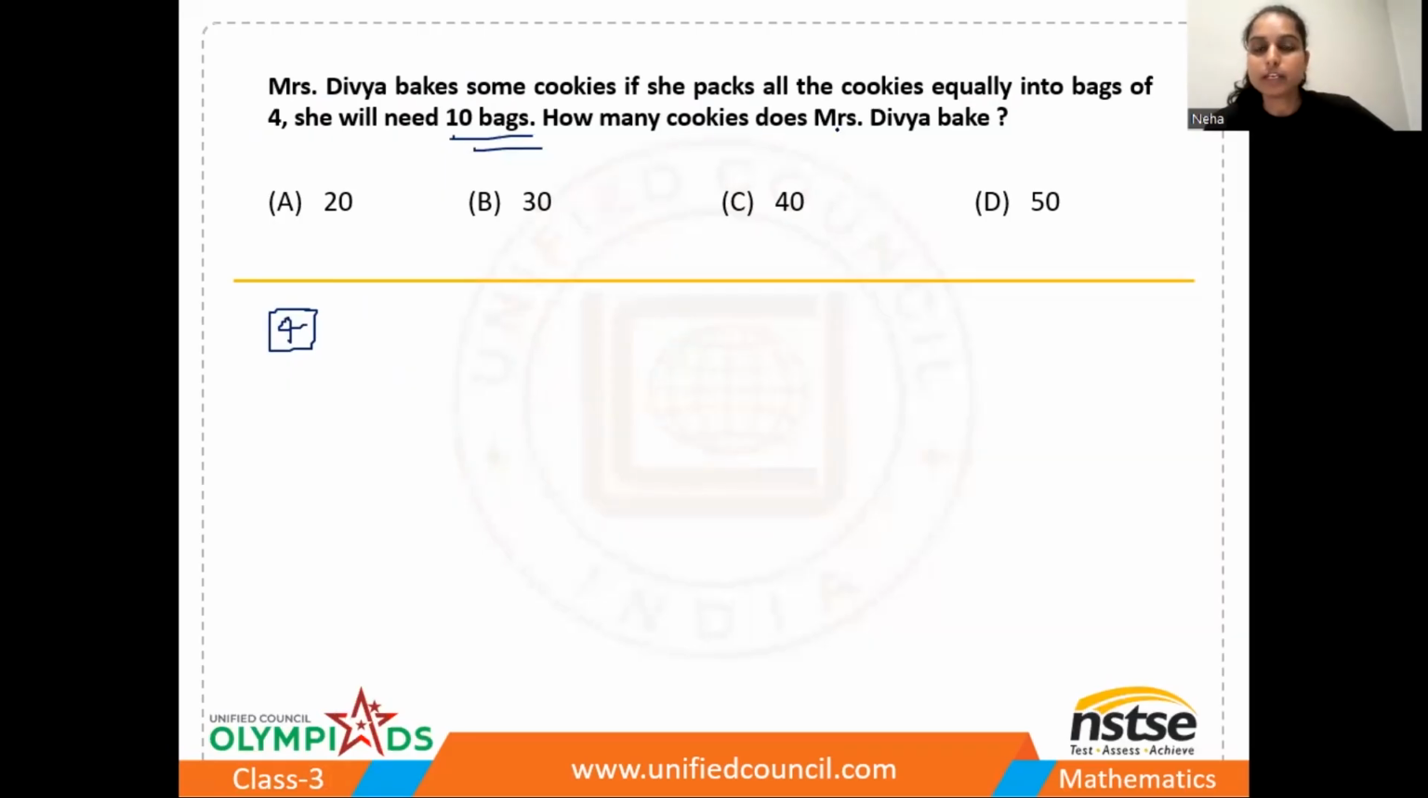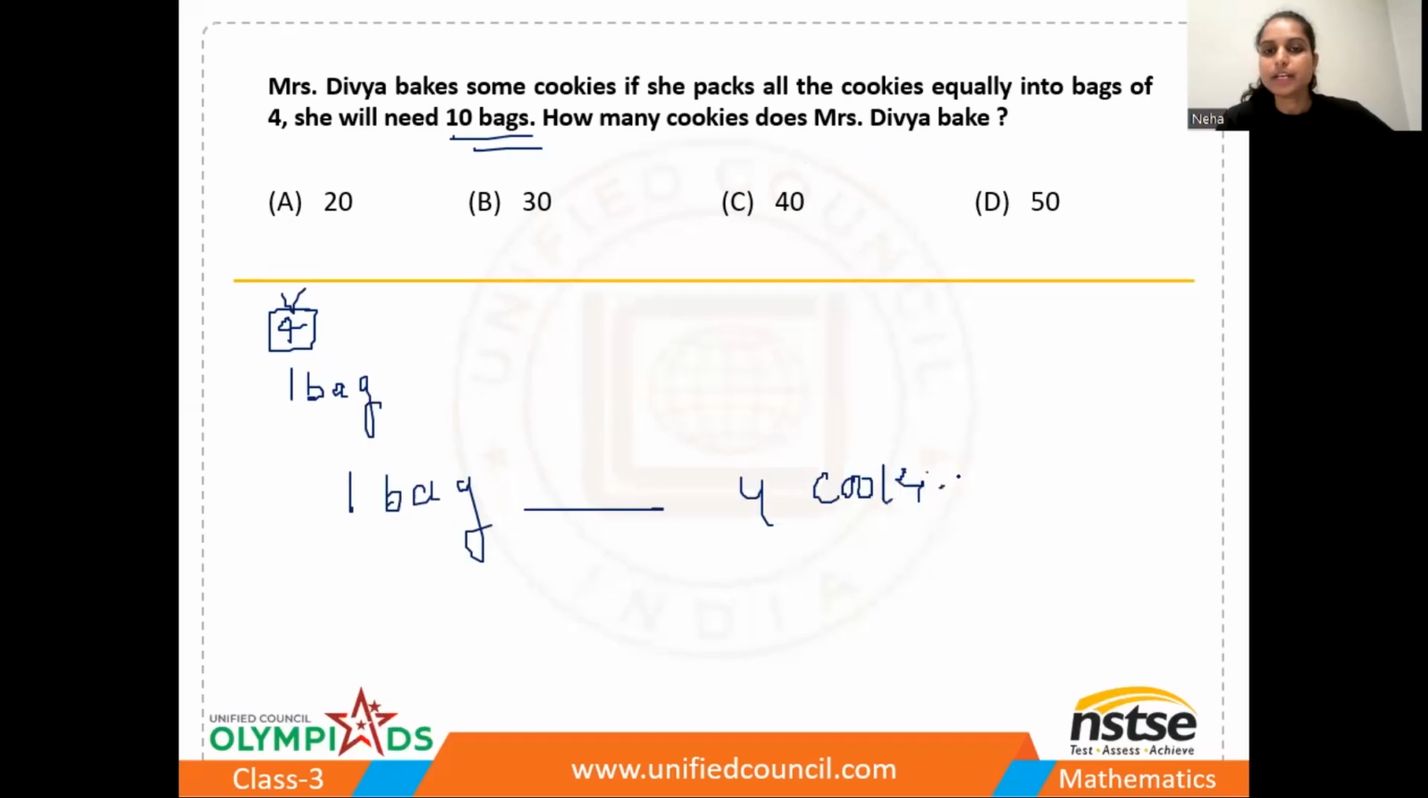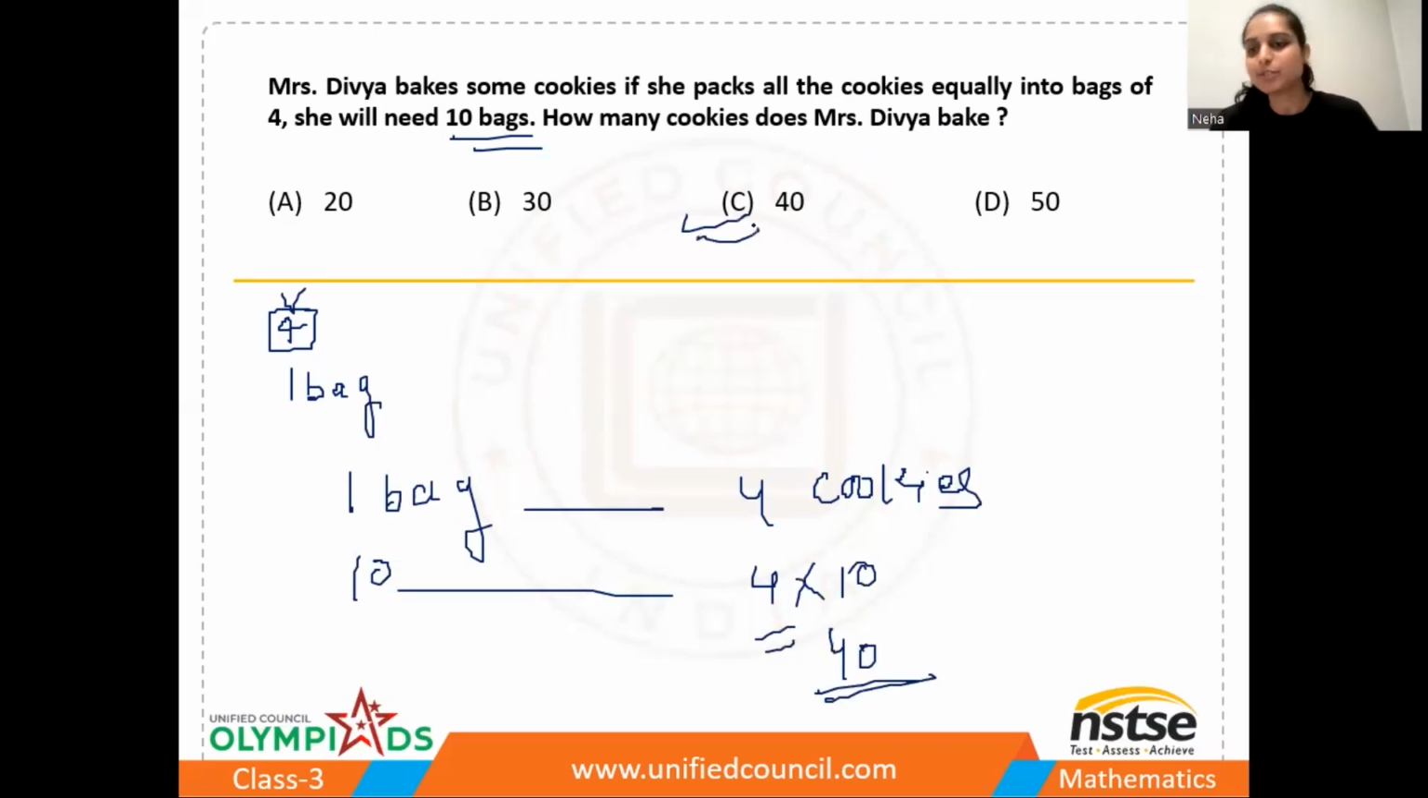So how many cookies does Mrs. Divya bake? In one bag, there are 4 cookies. Right. So in 10 bags, how many cookies were there? Just multiply the number with 10, so it gives you 40. So yes, 40, that means option C is your right answer.